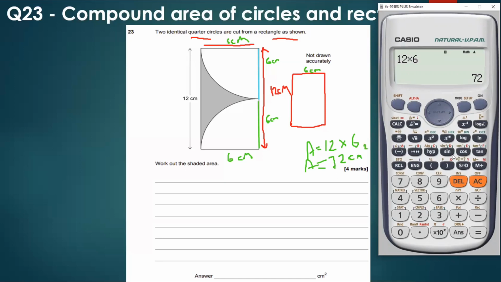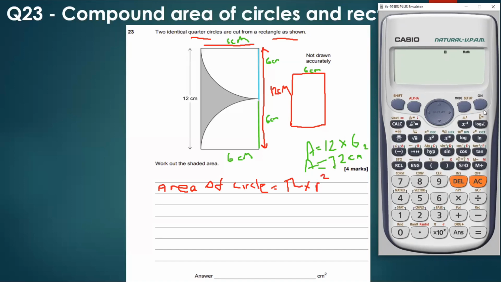I'm now going to work out the area of the quarter circles. So the area of a circle, the normal area, is pi r squared. That is a formula that you will have to remember. So it's pi times r squared.